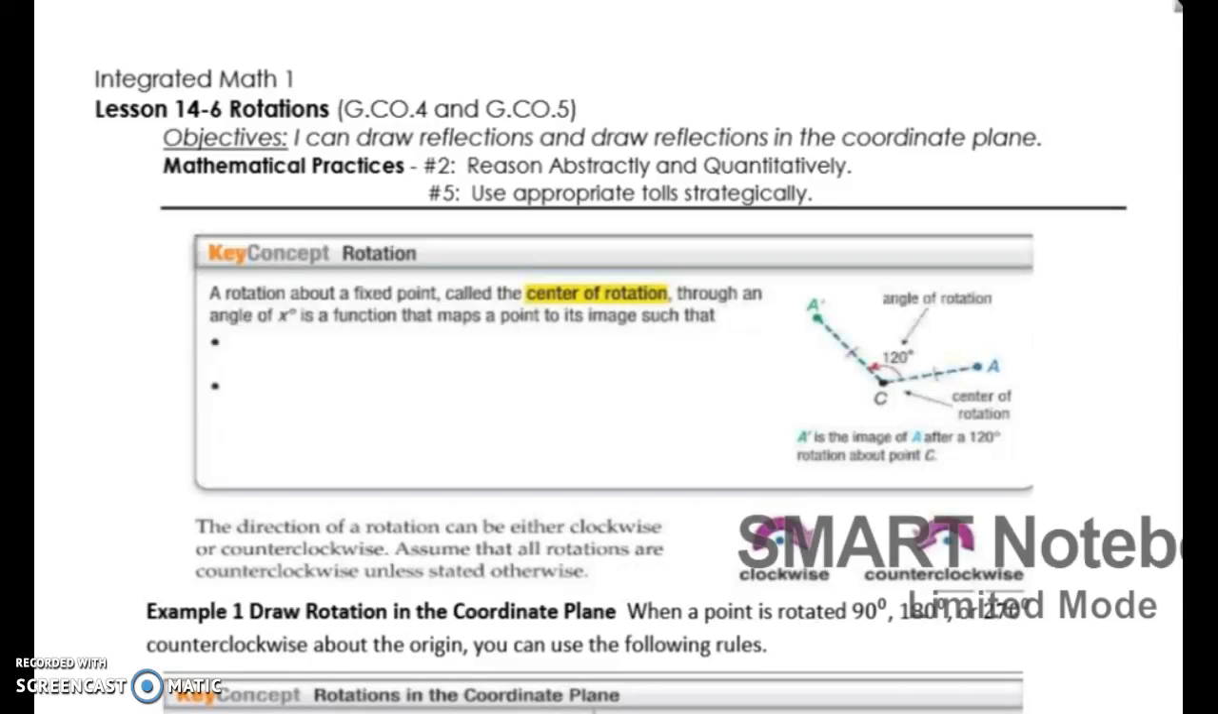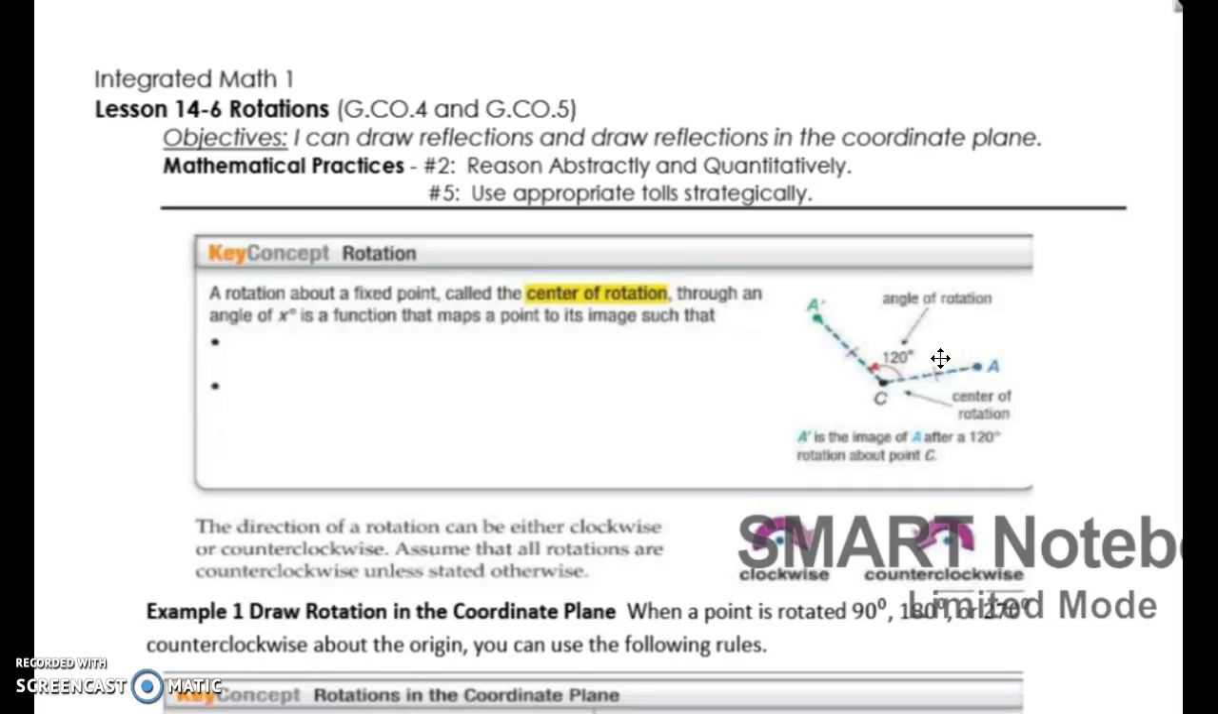Okay, so far in chapter 14, we've talked about reflections and translations. So the last thing we're going to talk about before your quiz on Thursday is rotations. This is like when you're actually rotating an object, turning it around some sort of center of rotation. This first section talks about the rotation being about a fixed point called the center of rotation.